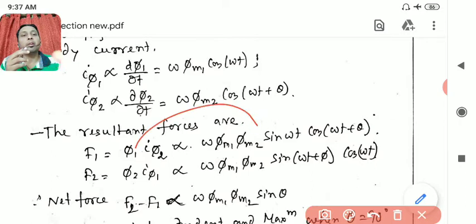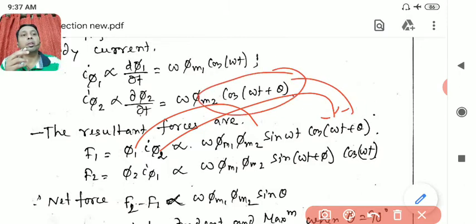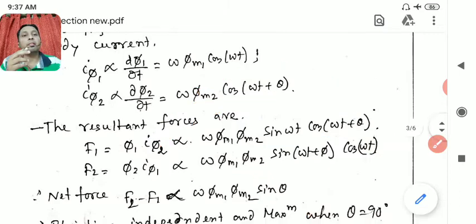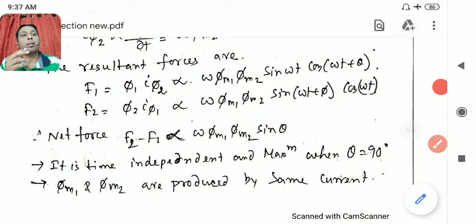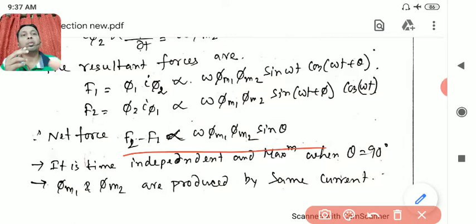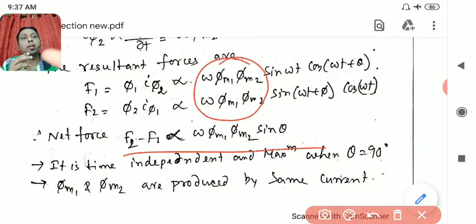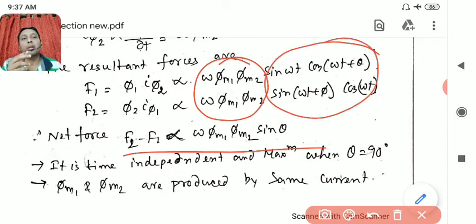phi 1 is already phi m1 sin omega t, and phi 2 is phi m2 cos omega t, this one. So everything I put here, same here, F1 and F2. If you find the difference between these two, F1 minus F2, if you take this common, then if you apply some trigonometry, I think you can do it.